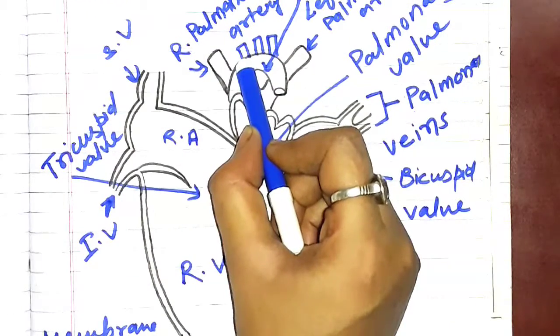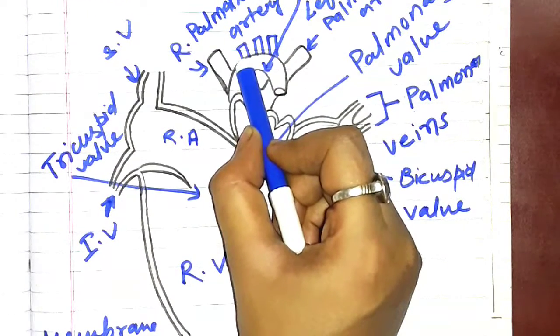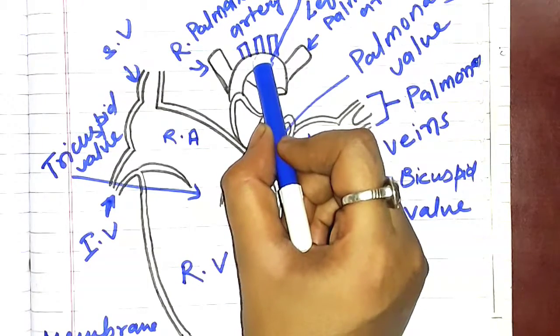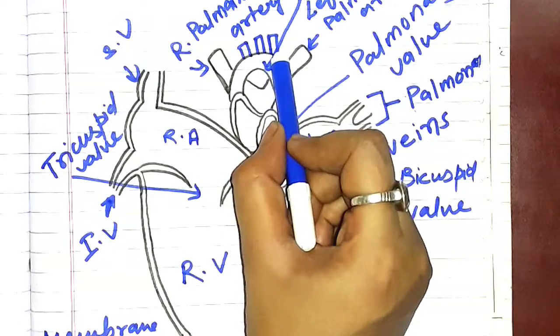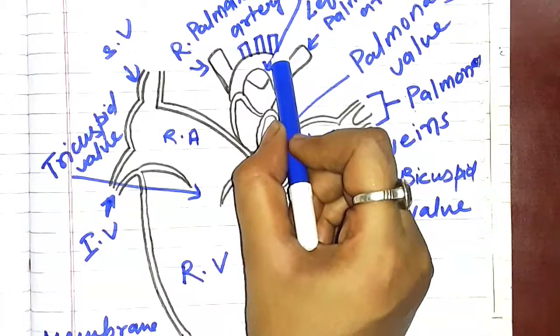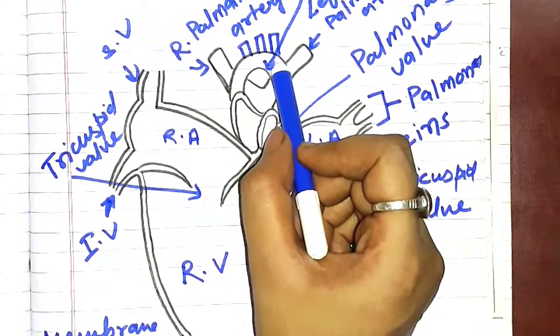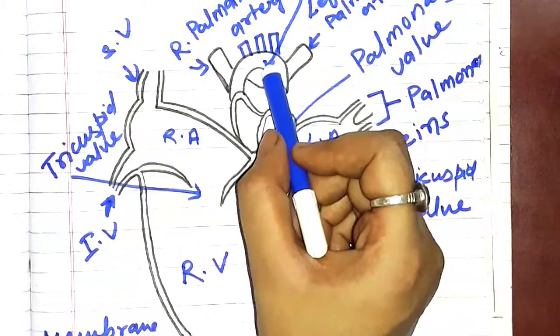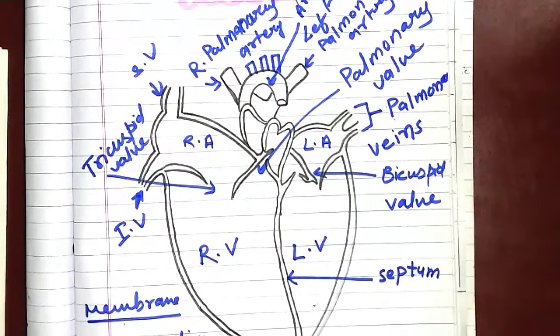The first branch of the aorta is called the brachiocephalic artery, the second one is the left common carotid artery, and the third one is the subclavian artery, which supplies blood to the upper part of the body. So I think this video is going to help you in your studies.